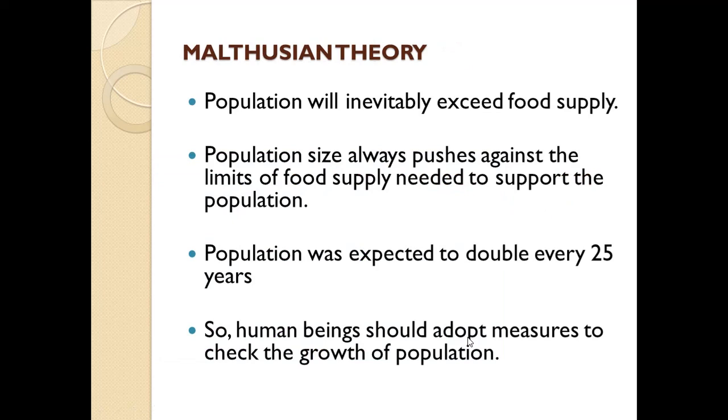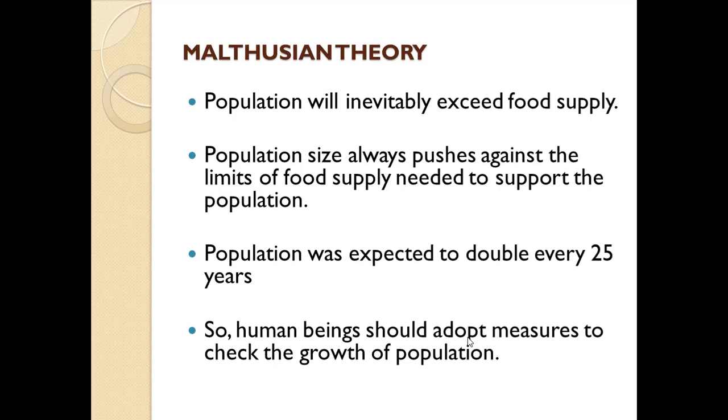So according to him, population would inevitably exceed food supply, and population size always pushes against the limits of food supply in order to support the population, and therefore population was expected to double every 25 years.